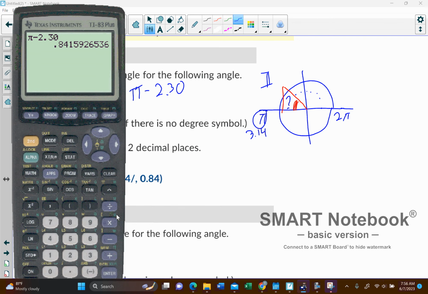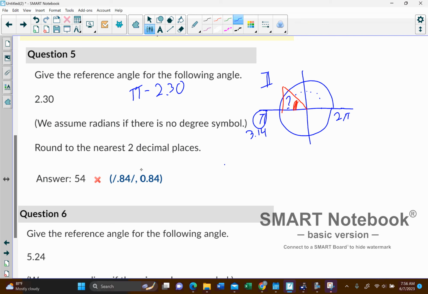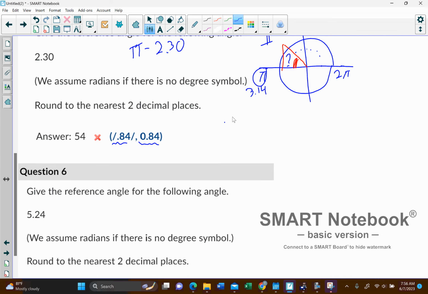0.84 for rounding to 2 decimal spots. And you can see that's our answer down here. 0.84, 0.84, either one is fine. Either one would be counted correct. Okay, so now let's look at the next one.